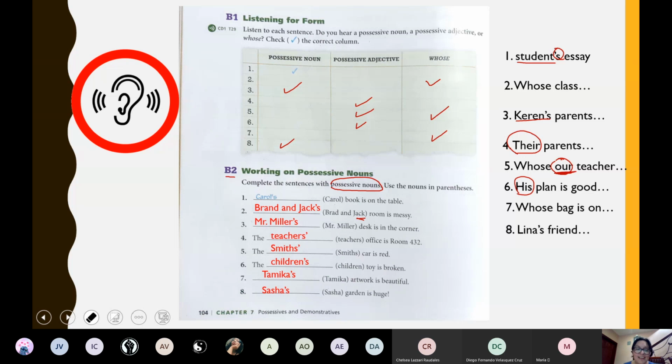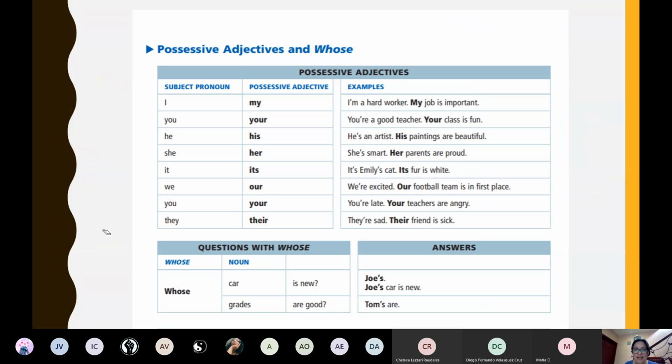Hello? Okay, so may I continue with the other page? Yes. Okay.